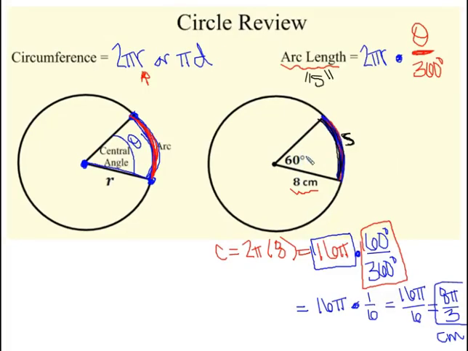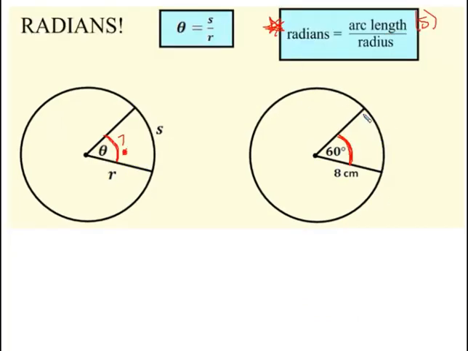Now notice how this example is exactly the same as the one we did before. We still have that 60-degree angle and an 8 centimeter radius. And we found the arc length specifically to be 8 pi over 3 centimeters when we simplified. So let's go ahead and label this arc length as 8 pi over 3. Now to help us figure out what this degree is in terms of radians, let's take the arc length, this 8 pi over 3, and divide it by the radius, this value of 8.